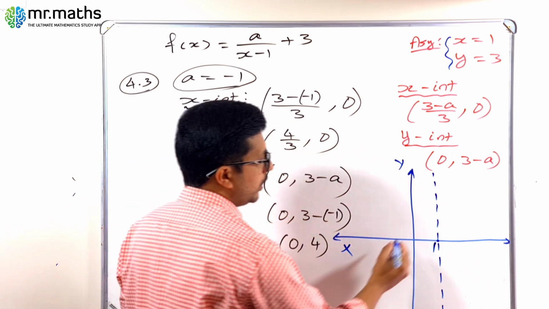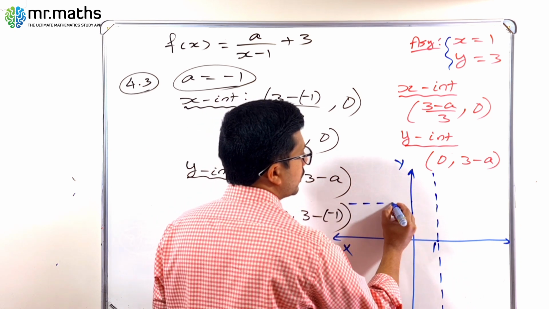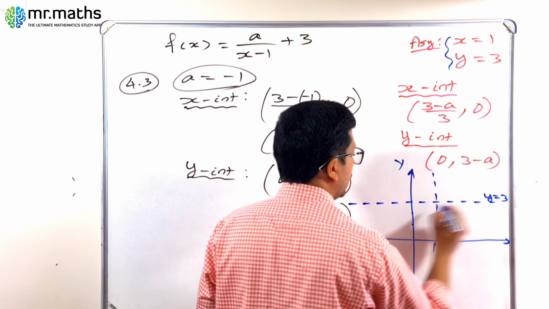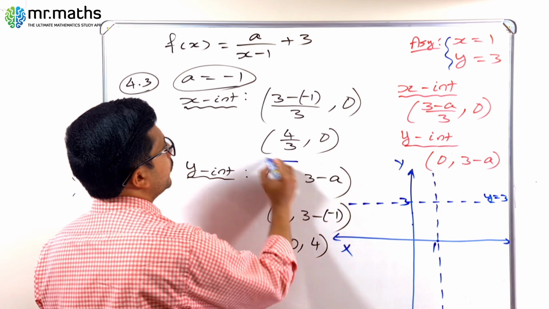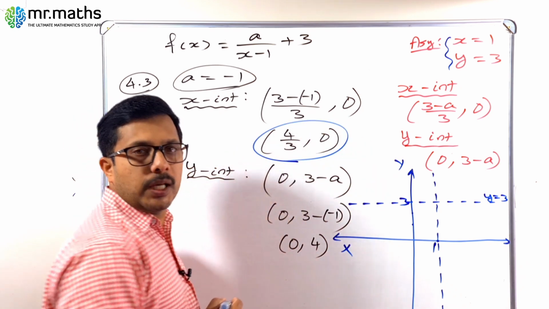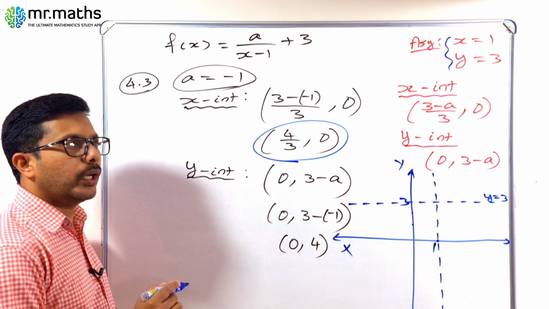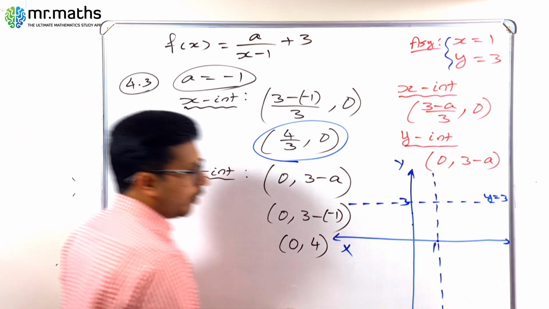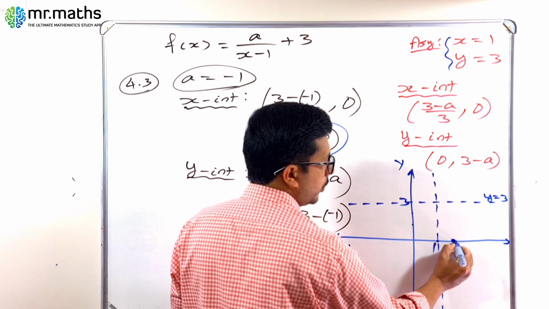X is equal to 1. Y is equal to 3. 1, 2, 3. Okay, assume that this is y is equal to 3. Then the x-intercept, 4 by 3 comma 0. What is 4 over 3? 1.333 something. So 1.33 means somewhere here, 4 over 3 comma 0.